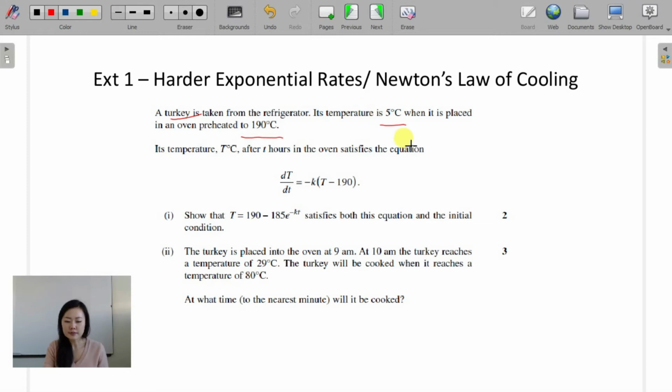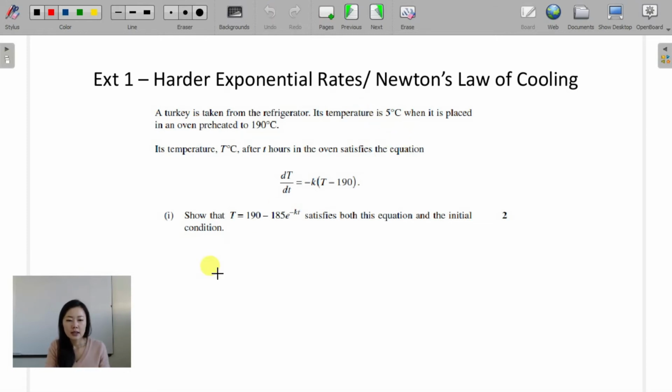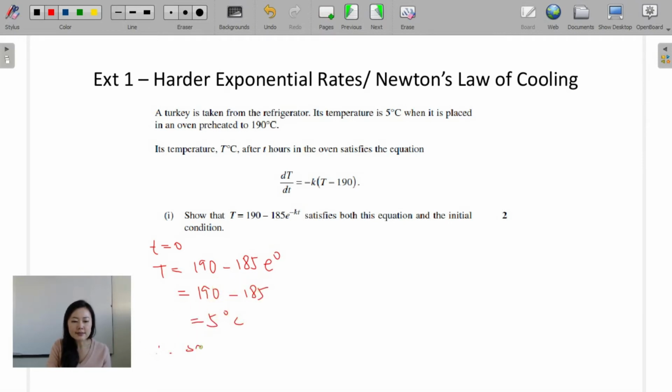Okay, so let's see how we do that. Let's start with the initial condition first. So t is 0, putting 0 in there. So you can see it's 5. Okay, so it satisfies the initial condition.